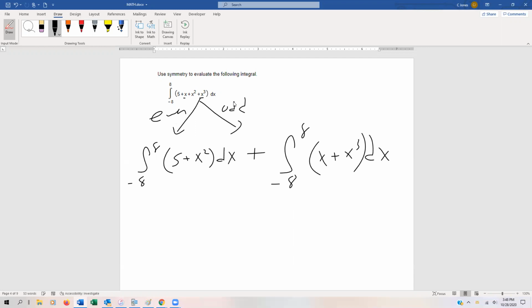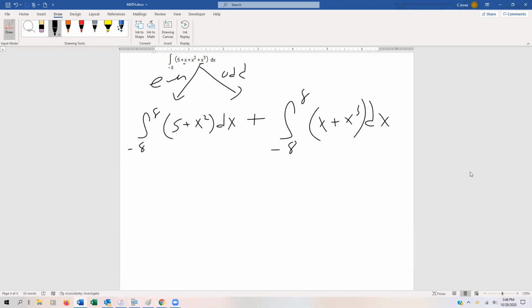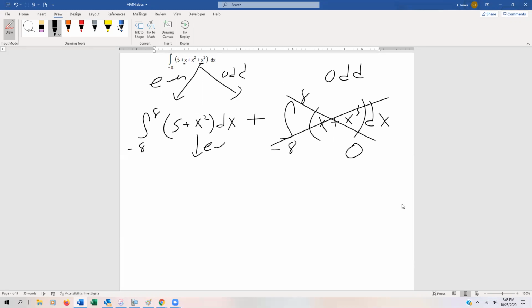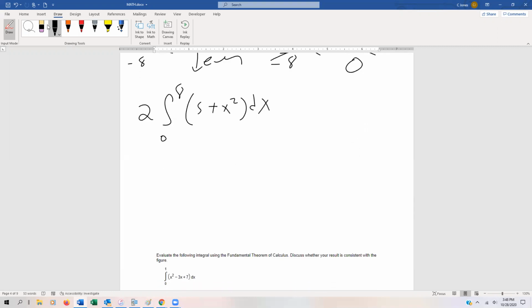Right. And half the problem's done for us already, because we know that since this is odd, and we have the same lower and upper limits of integration, except one's positive and one's negative, that just turns into 0. Even better is that we don't have to worry about this -8, because couldn't we just double this because this is even? And we could say 2 integrals from 0 to 8 of 5 plus x squared dx. And this is a really simplistic integral. We like this one.